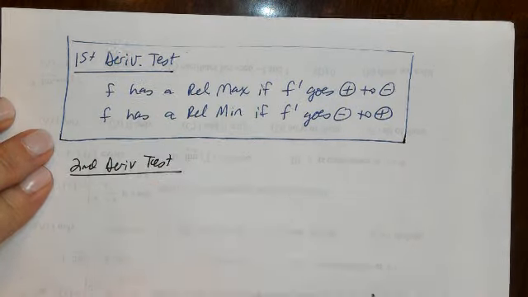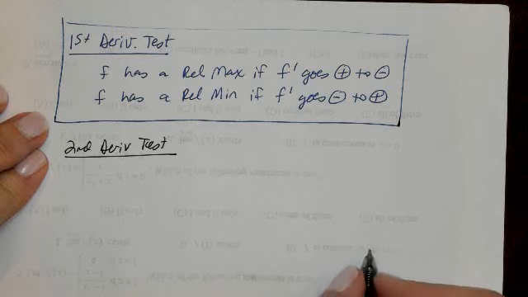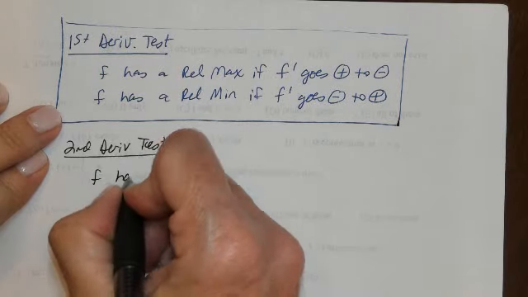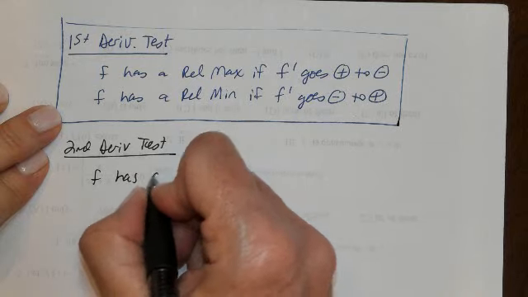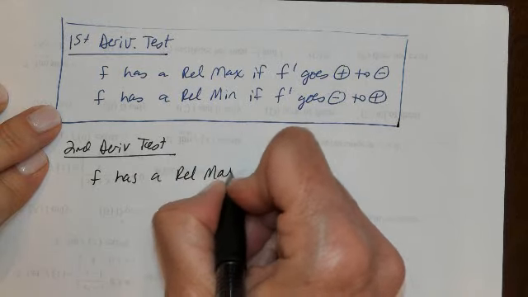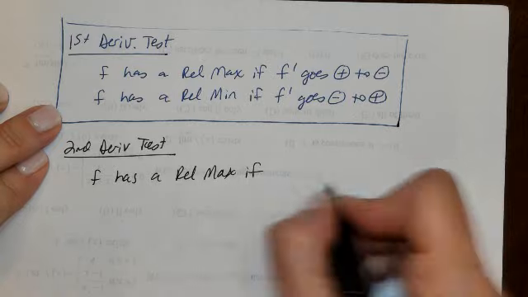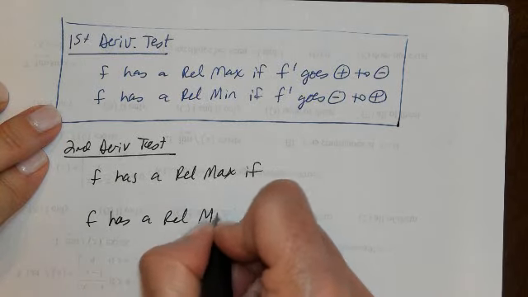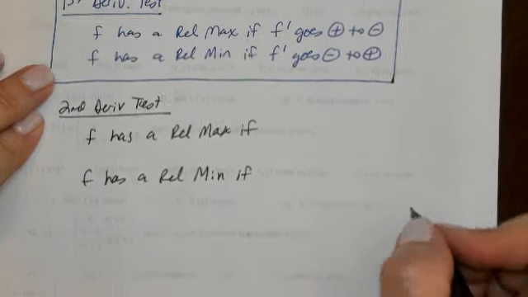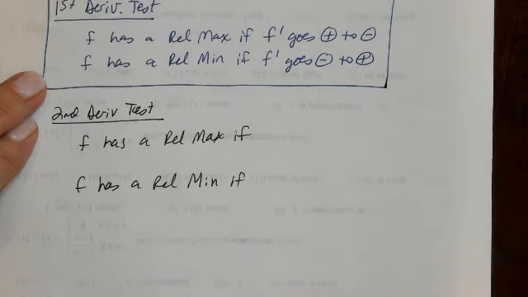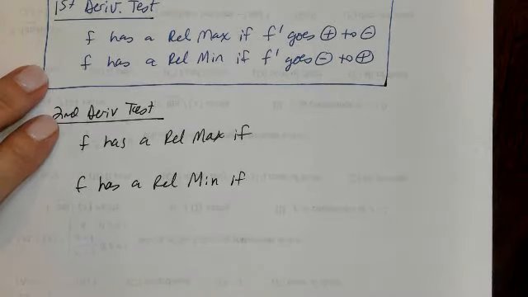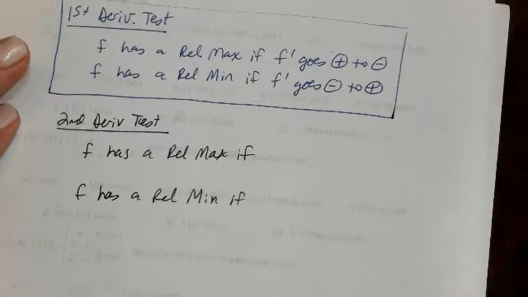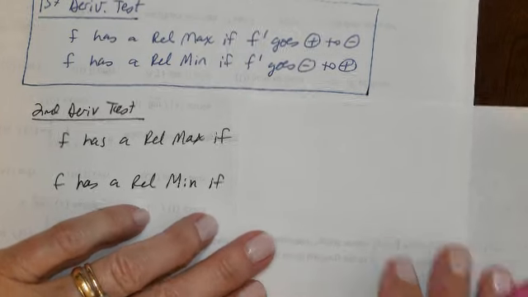The second derivative test starts out the same way as the first derivative test. What it does is it determines relative mins and maxes. F has a relative max if something. F has a relative min if something else. Okay? So let's think about this, because we're going to be using the second derivative somehow, right? So let me get a scratch piece of paper over here.